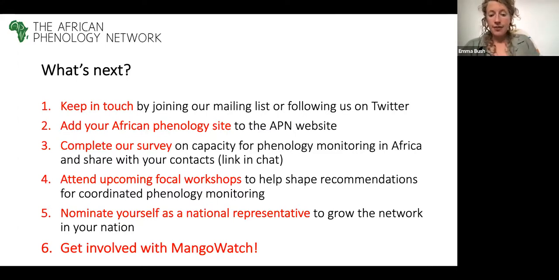Nominate yourself as a national representative if your country isn't currently represented on the steering group. We're currently representing Ghana, Kenya and Gabon. But if you're from another African country, we'd love to hear from you to help grow our network in your country. So get in touch.